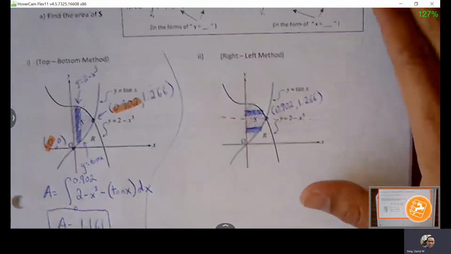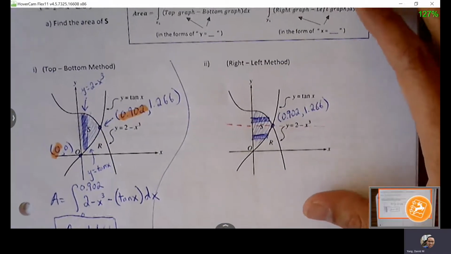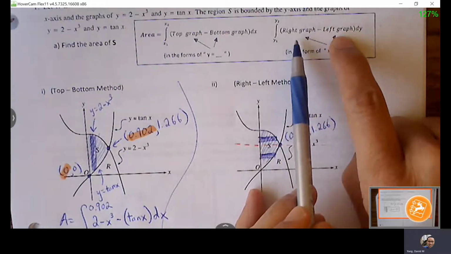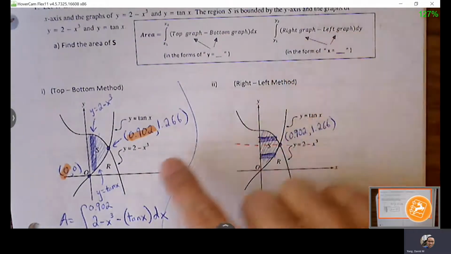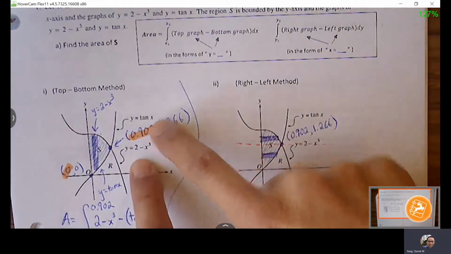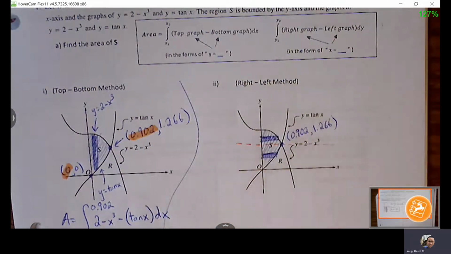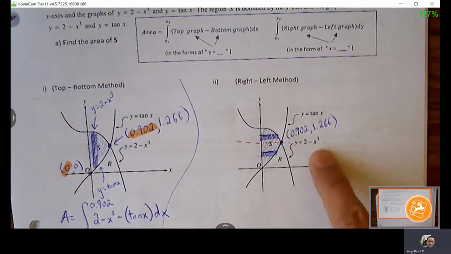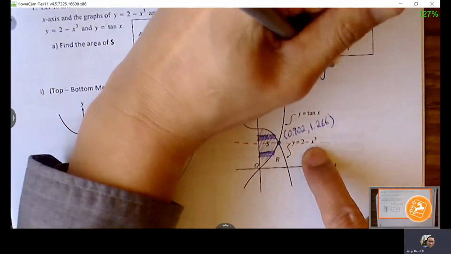Now here's the part that we have to be careful about. If we want to do right minus left, chances are your equation is not going to be set up for it. 90% of the time, if you want to do right minus left, you have to work with your equation. The equation has to be in a different form, because right now this is set up for top minus bottom. These equations are not set up for right minus left. So let's work with this equation here first.